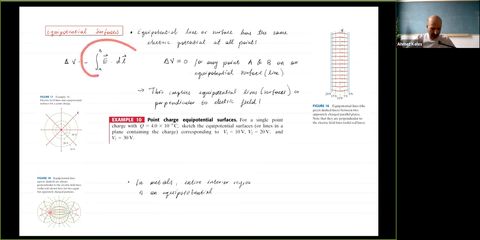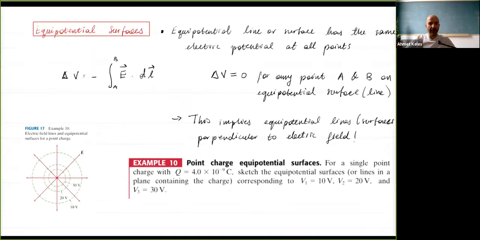Remember the definition of electric potential. It was E dot dl, and if we want to get the electric potential difference between A and B, we can put it in the integral limits. It's like the integral of E dot dl.